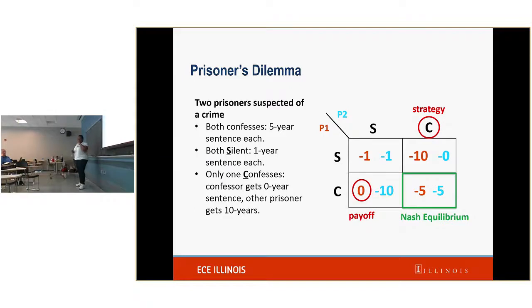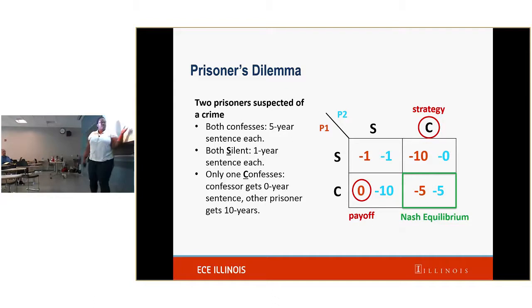Each prisoner is isolated, and they can choose, on their own, either to confess to the murder or to remain silent and not confess anything. These payoffs just represent their prison sentence. For example, player 1's payoffs are in orange, player 2's payoffs are in blue, and the strategies are to be silent or to confess. That's the game theory terminology.